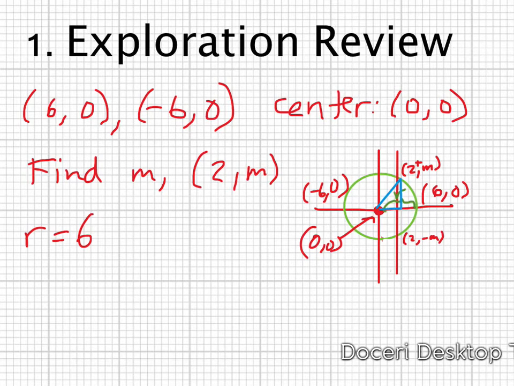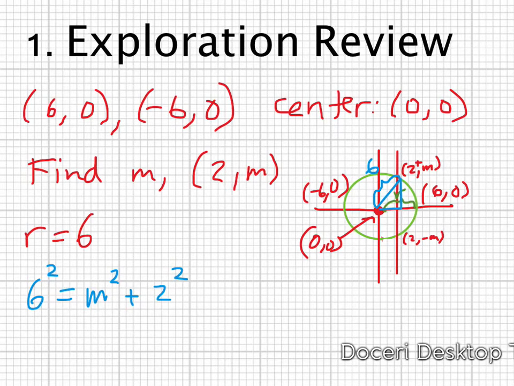Since we know our radius is 6, our radius is going to be the hypotenuse of our blue right triangle here. So that's why we do 6 squared equal to the height where the point is, which would be m squared, and the distance along the bottom of the triangle, which would be 2 squared.